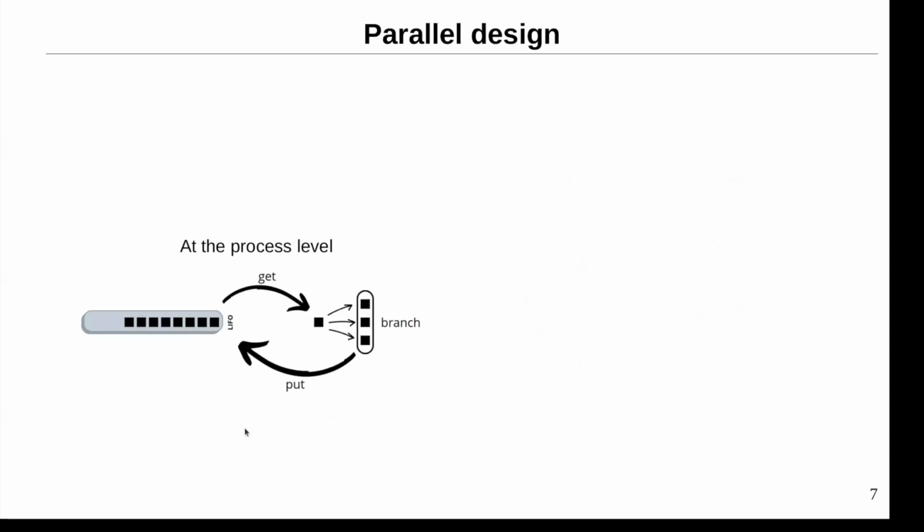And so at the process level, the DFS is performed as follows. We have a pool of nodes. The owner process of the pool gets a node. This node is decomposed into a set of children nodes. And finally, this set is inserted in the pool in a LIFO manner. And we do this again and again.